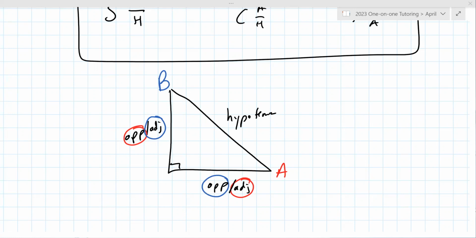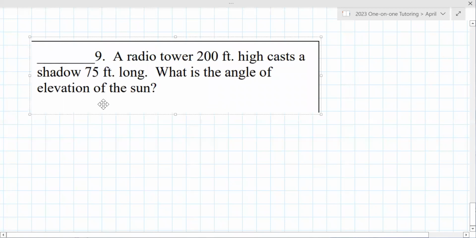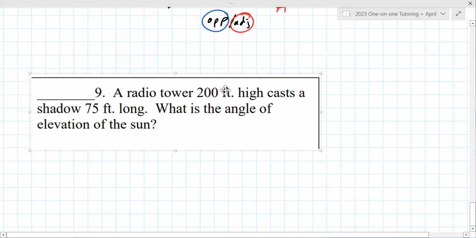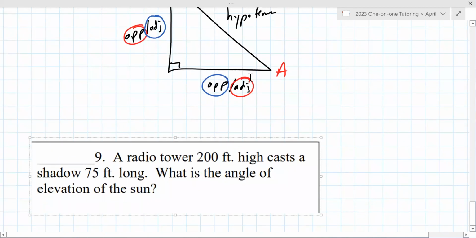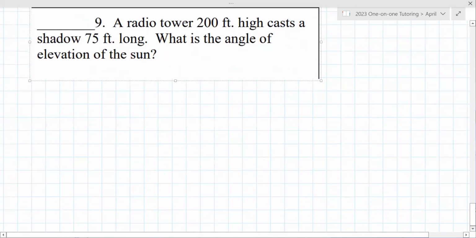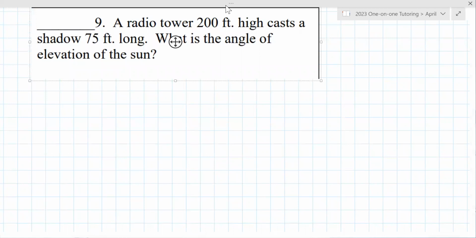I was going to do a different problem with you, but let's just do one here like this. We had some issues with this the other day. Whenever you see a shadow, the shadow is not the hypotenuse. It's always the horizontal. So go ahead and work this one out and let me know what you come up with.